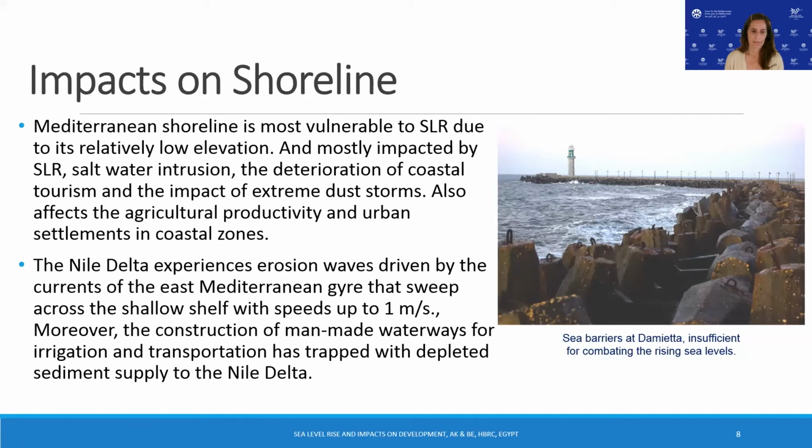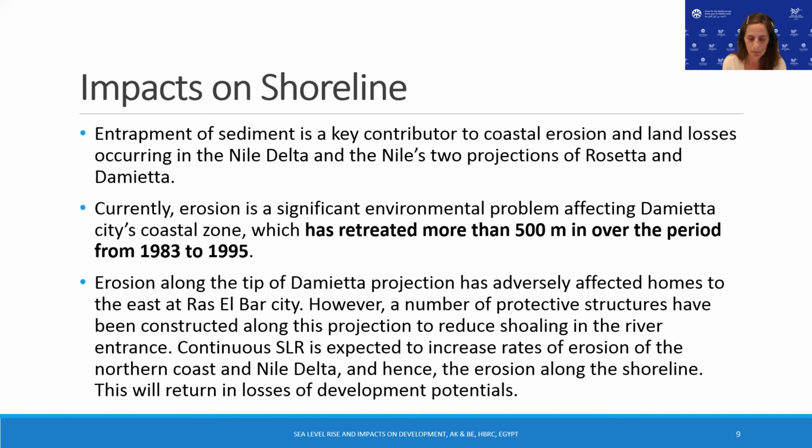The impact on the shoreline is highly affected sometimes by dust storms, as you know, the spring storms coming from the southwest, also affecting the coastal zone of Egypt. It will mainly affect the agriculture productivity and the stability and sustainability of the urban settlements. The shallow shelf will also be affected by a speed of 1 meter per second, which is a high frequency that can affect the man-made waterways, the irrigation, the transportation. It could be trapped and depleted by the Nile Delta. Impact on the shoreline will be extremely harmful.